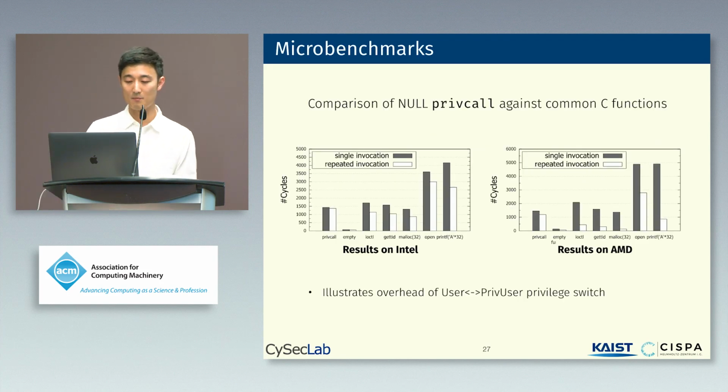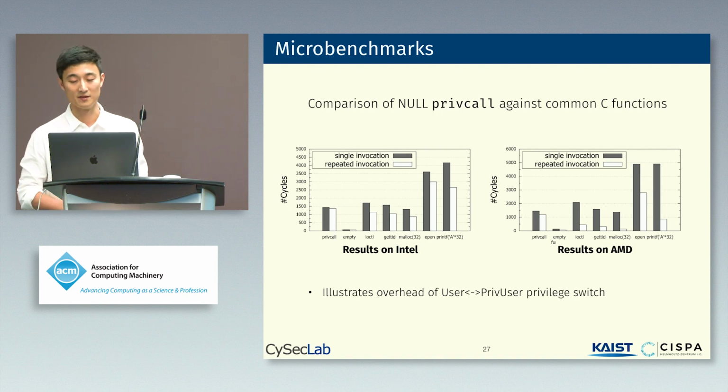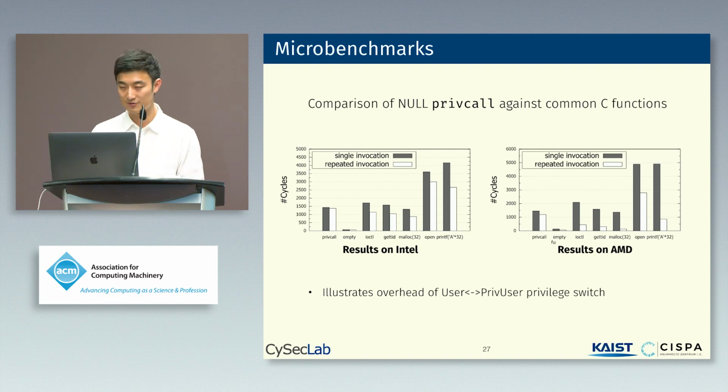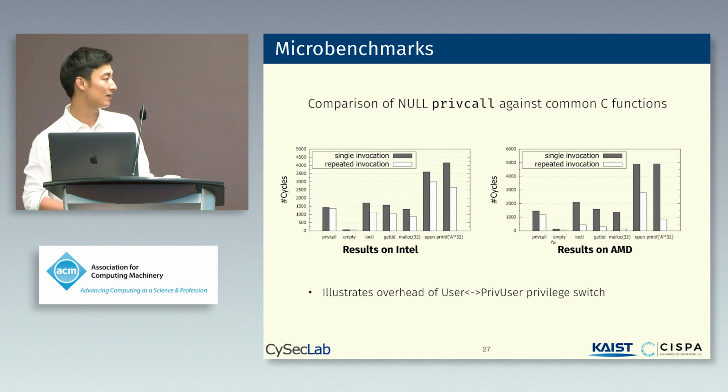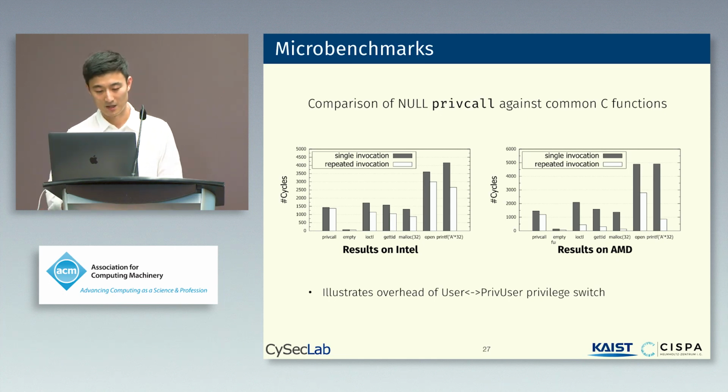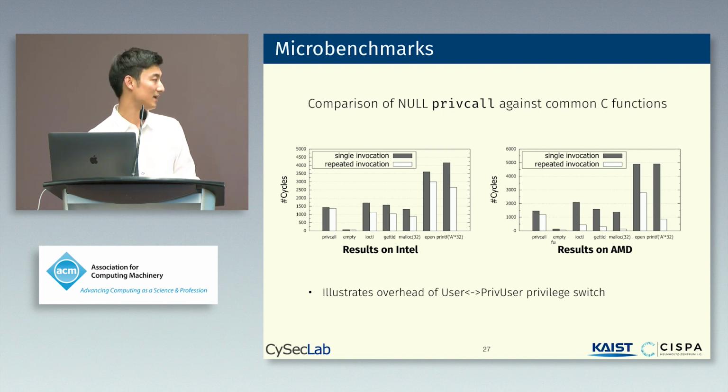So we first conducted a microbenchmark that measures the number of cycles consumed by a null Privcall. A Privcall is measured to consume about 1,000 to 1,500 cycles on both PCs. And this is on par with common lightweight C functions such as ioctl and gettid. The solid bars on the left in the graph are showing single invocation performance, and white bars on the right show when the functions are called repeatedly in a loop.